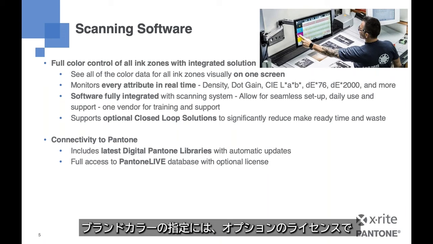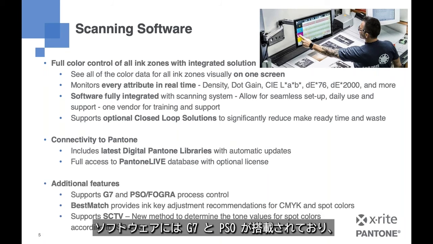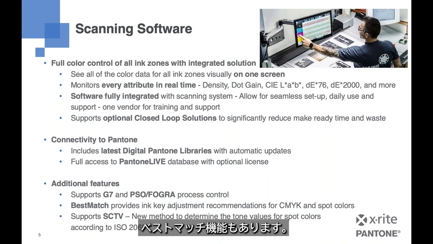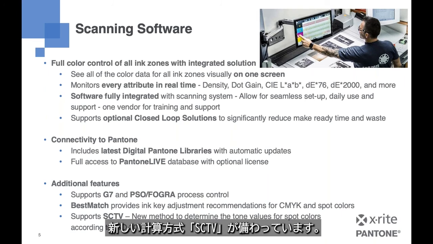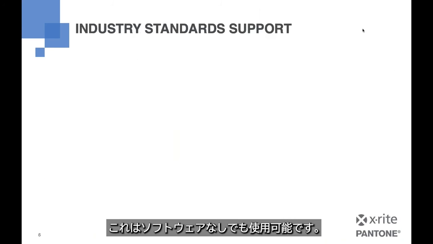If you're working with brands, you can also have full access to the Pantone Live database with an optional license. Additional features of the software: it supports G7, but also PSO, so you can work against those target values. It provides best match functionality. I will speak later to that one, as this is probably one of the most important features of the software for the daily use at the press. And SCTV, which is a new method for determining the tone value for spot colors, is also available with our software.